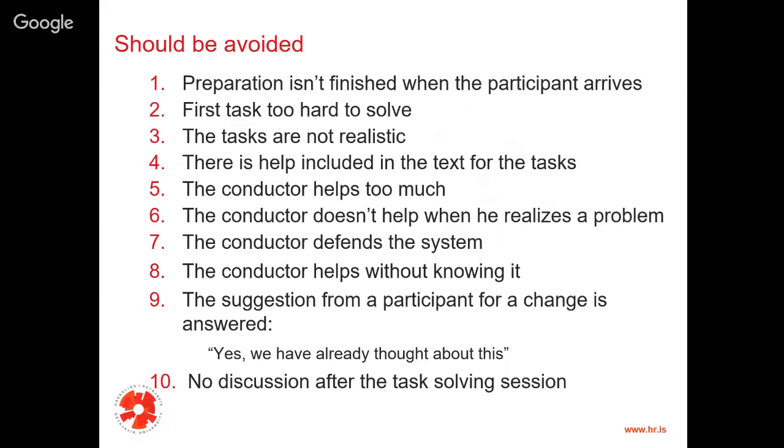Then it can't be like you are taking the control from the user. It's only this and only this and only this. So the conductor is doing it all for you, and you're not running the task yourself, not getting the alternatives to find the way. So for 5 and 6, you should not help too much and not too little either.